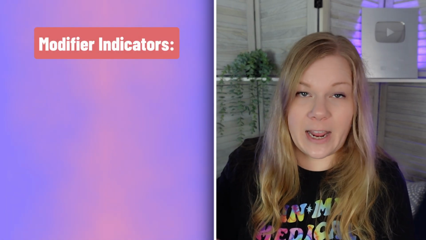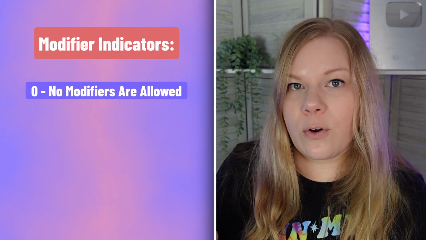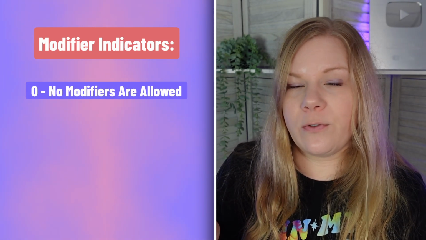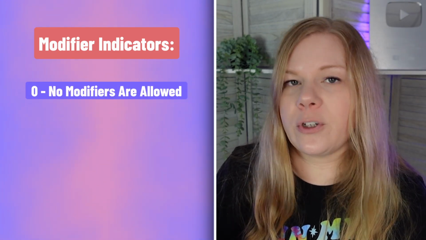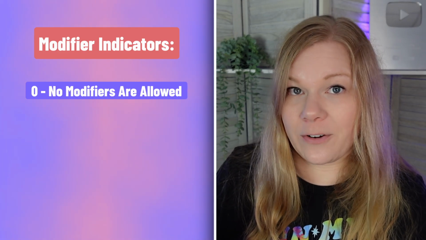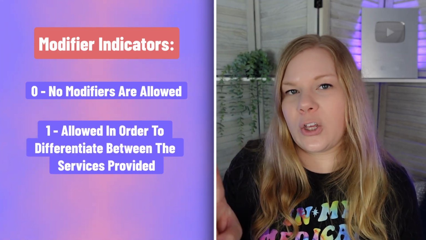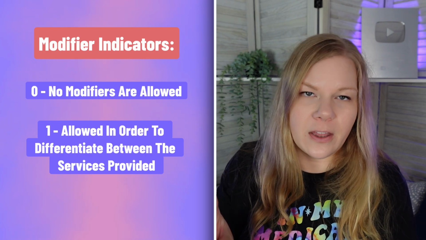So in the procedure to procedure edit tables, there's a column that tells you if a modifier is or is not allowed. And what it does is have these modifier indicators. A modifier indicator of 0 means no modifier can be used to unbundle these procedures. You are never to bill these procedures together. And a 1 means that you possibly can bill them together in the right circumstances.